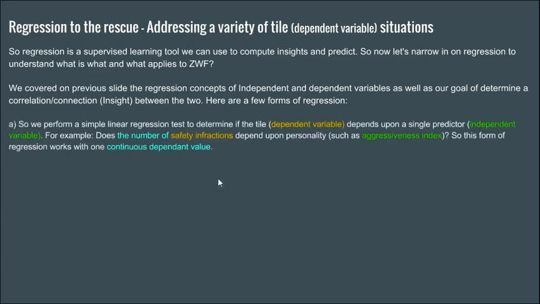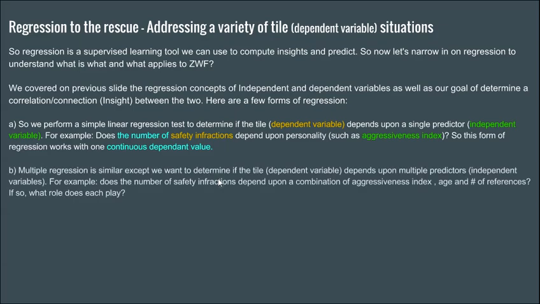Multiple regression is the same thing, except here what we're trying to determine is if the tile, which is a dependent variable, depends upon several different independent variables, which are predictors. So, for example, does the number of safety infractions depend upon a combination of aggressiveness index, age, and number of references? And if so, what role does each play? So that would be an example of a multiple regression analysis.